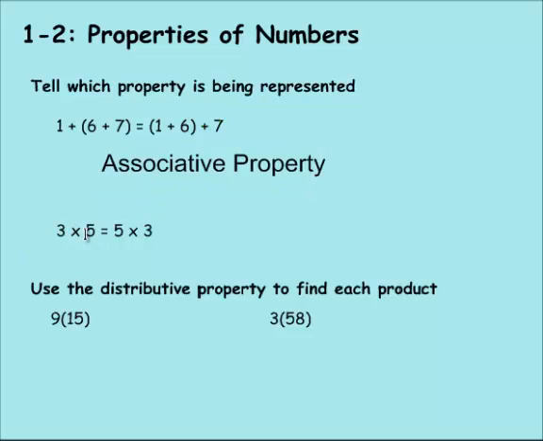Now we have 3 times 5 is the same thing as 5 times 3. So all I see here is a different order. And remember what property that was? That would be commutative. Commutative means you can go in any order.